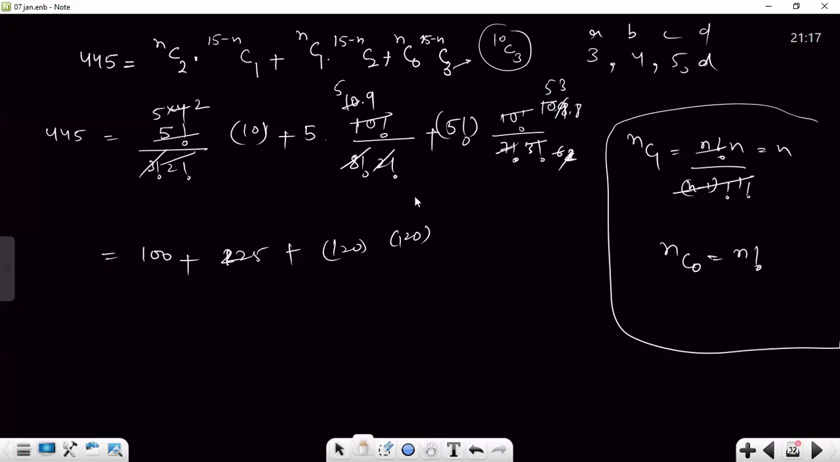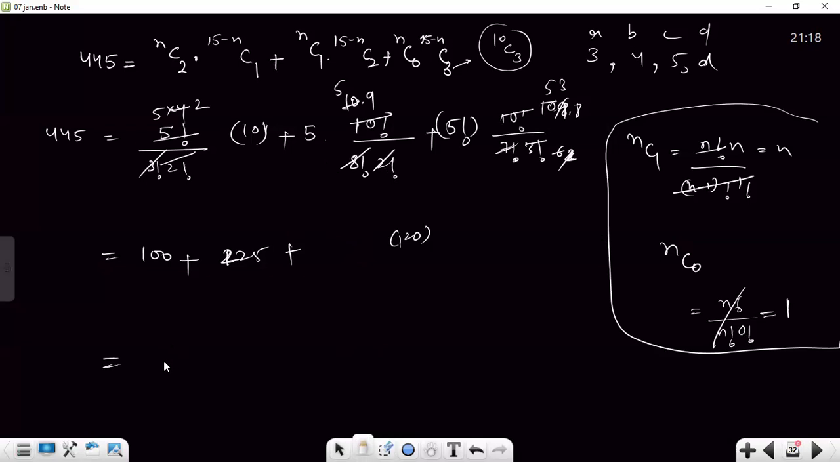Are we correct? Are we going right? I guess so. nC0 is n factorial upon n minus 0 factorial into 0 factorial. Oh my god, that is one. That is one, ladies and gentlemen. nC0 is 1, so that should be 1 here. Okay, let's hope we have not made the same mistake anymore.